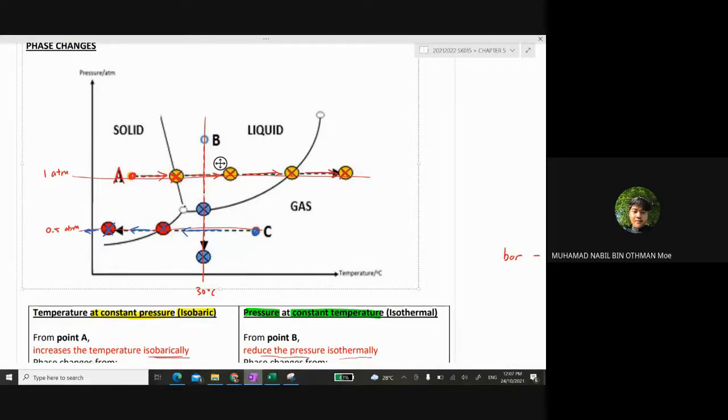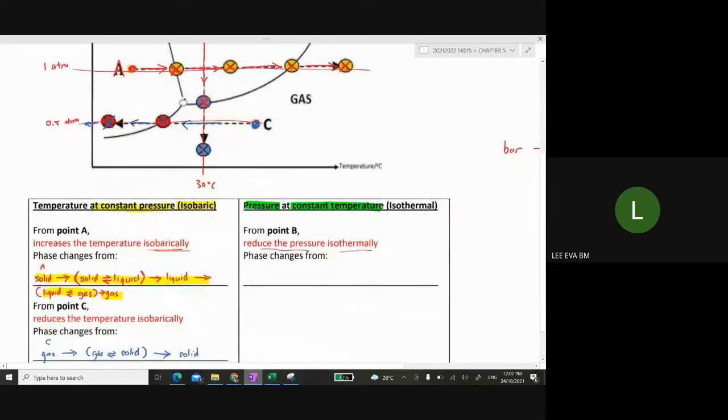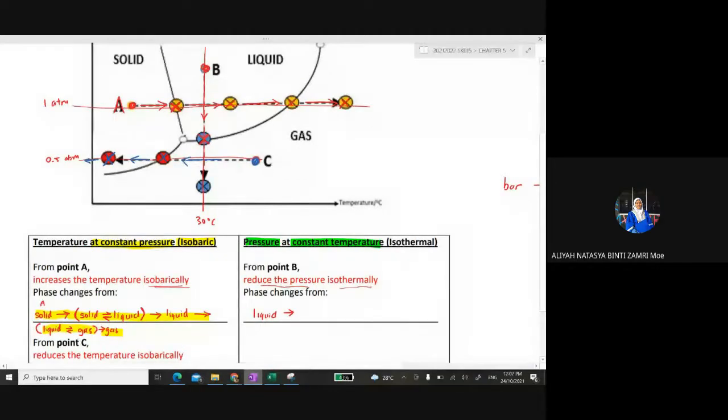From the top to bottom. Okay, so from the top to the bottom, starting from your point B, going towards the points over here. What is the phase that you start? Point B, what phase? Liquid. Okay, so into what phase? Liquid and gas. Okay, liquid and gas in equilibrium.